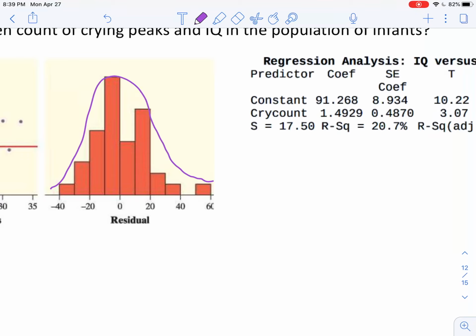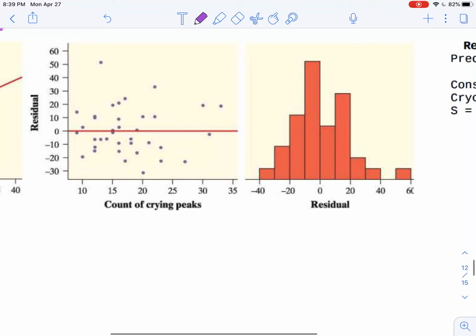If I look at the histogram of our residuals, it isn't perfectly symmetric, maybe slightly skewed right, possibly. But the key thing here is there's not dramatic skewedness, there are no outliers. So because of that, we can assume that we have normality.